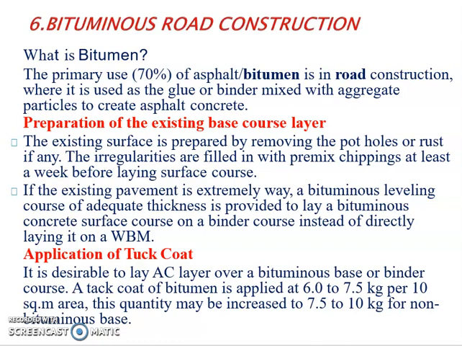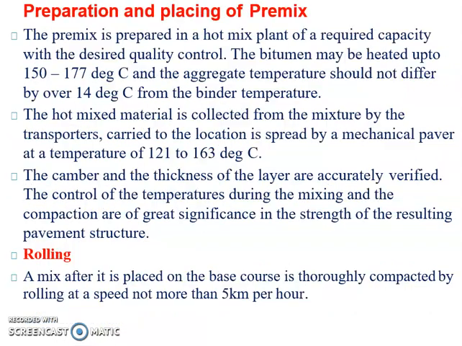Application of tack coat. It is the desirable layer of AC layer over the bituminous base or binder course. A tack coat of bitumen is applied at 6 kg to 7.5 kg per 10 square meter area. The quantity may be increased to 7.5 kg to 10 kg for a non-bituminous base.